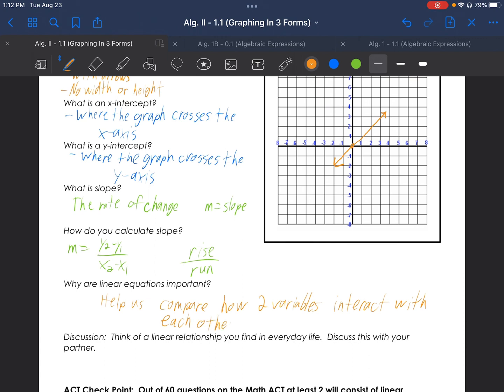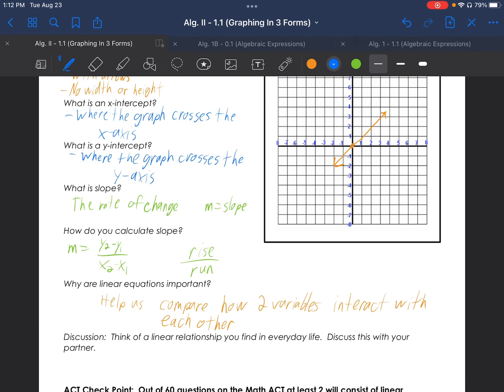So we can see, hey, as one variable gets higher or lower, increases, decreases, what happens to the other variable? Does it have any effect? If so, what kind of effect, and those things. So what are some linear relationships we see in everyday life?